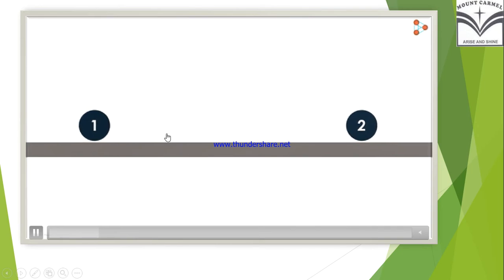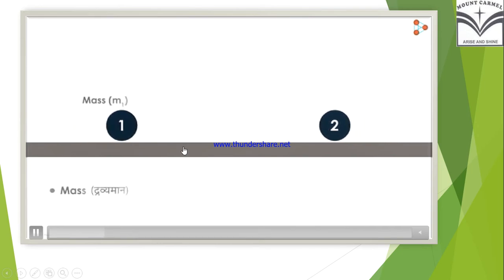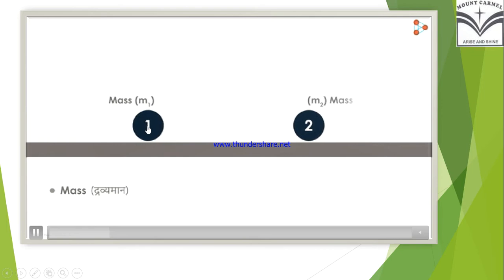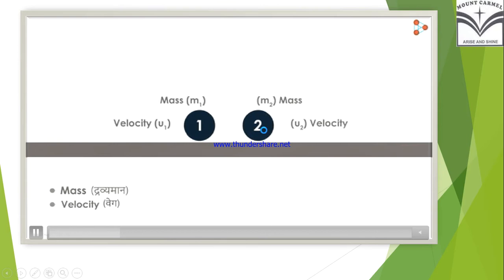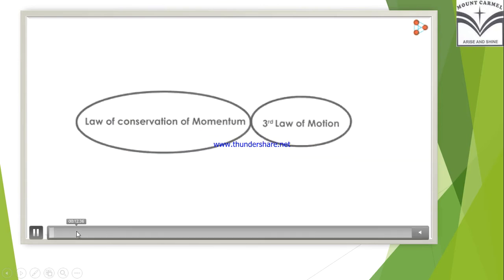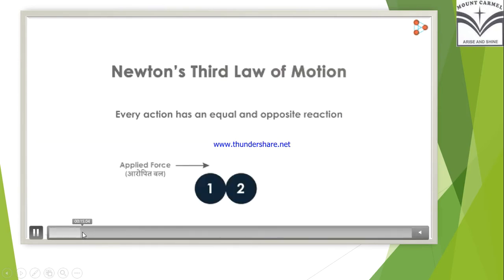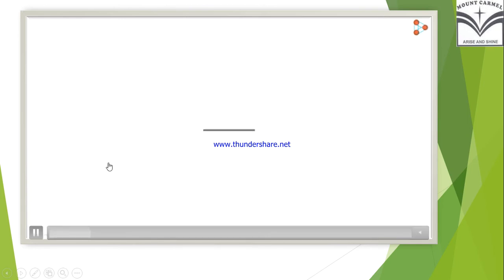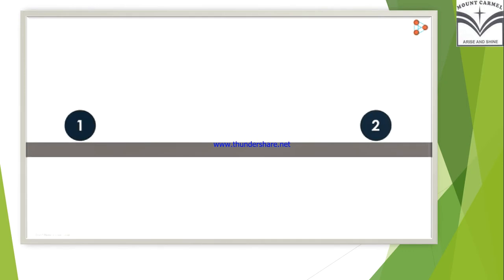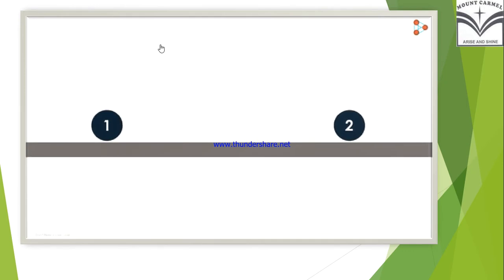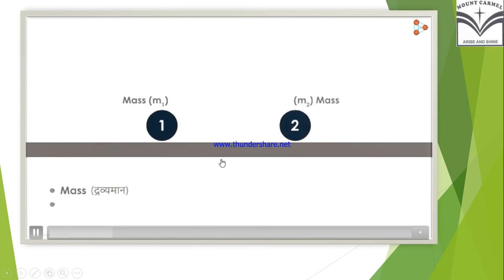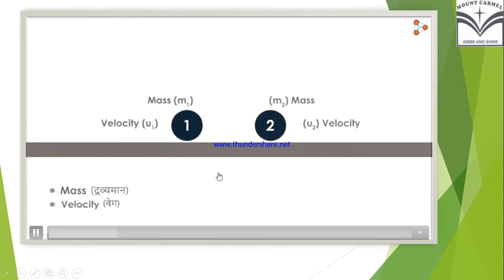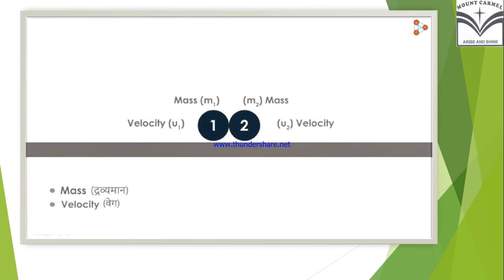Now let's consider two objects. यहाँ पर object 1 and object 2. 1 का mass है m1 and 2 का mass है m2. The velocities with which they are approaching each other, the initial velocities, are u1 and u2. So we have masses m1, m2, initial velocities u1, u2, and then they collide with each other.